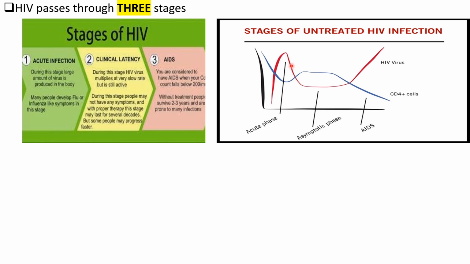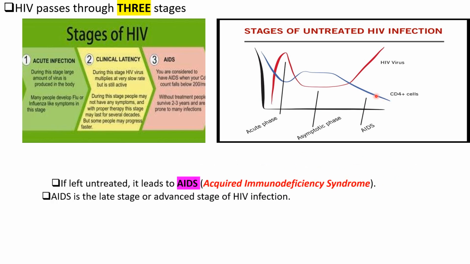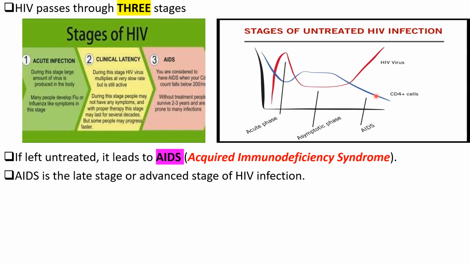During this phase, the multiplication rate of the HIV virus is slow and the CD4 count has been increasing slightly. Next comes the last stage, that is AIDS. Here the multiplication and domination of the HIV virus is more. The count of CD4 cells has been gradually decreasing. It is about the different phases of HIV infection.